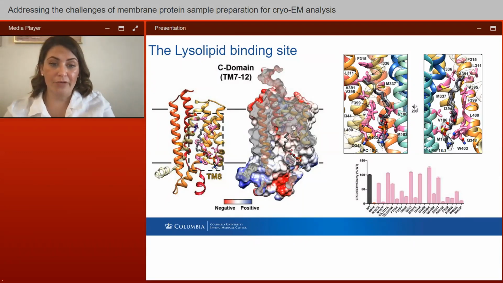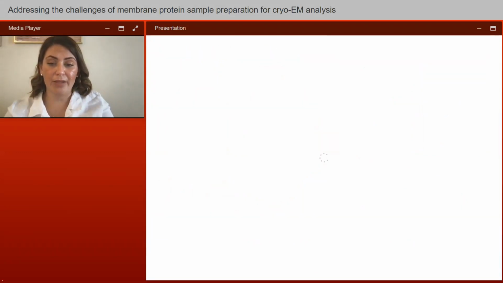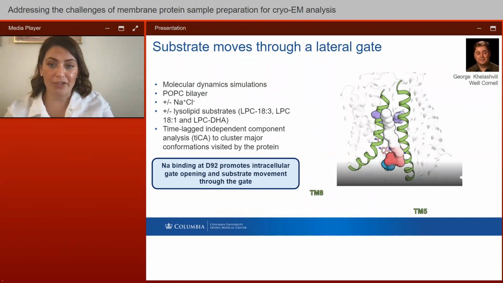In order to investigate that, we started to collaborate with George Kalashvili. George ran molecular dynamics simulations of this protein in a range of different conditions and demonstrated that, in a sodium-dependent manner, the lysolipid could move through this gateway between TMs 5 and 8 into the lipid bilayer. So it's actually this lateral gateway that provides the substrate with access to the membrane and exit from the protein.